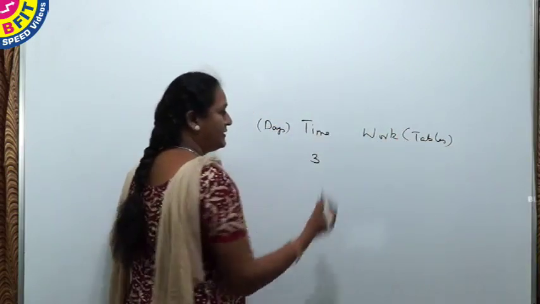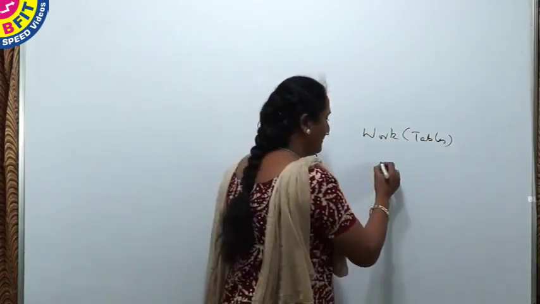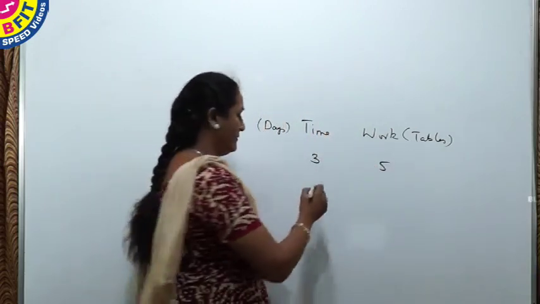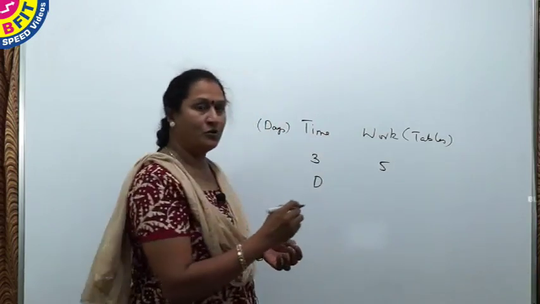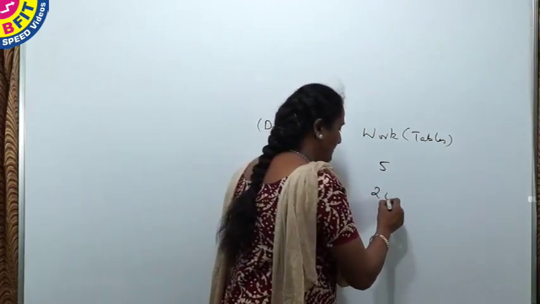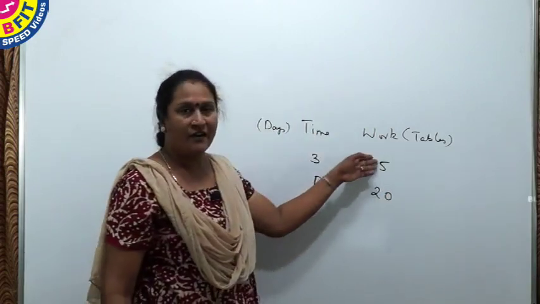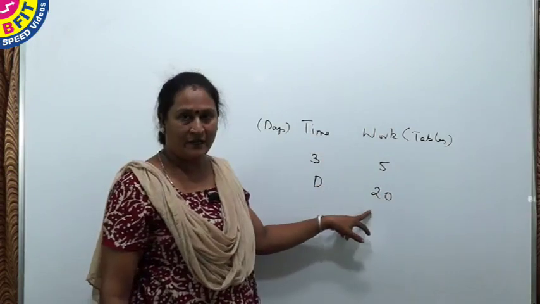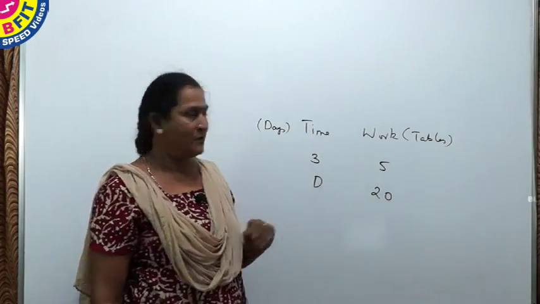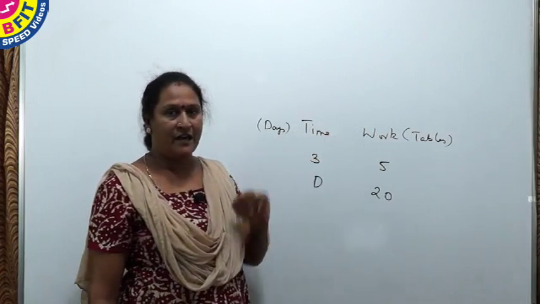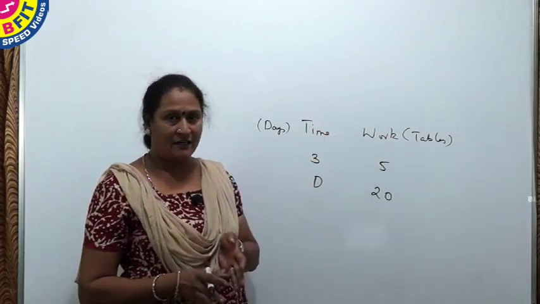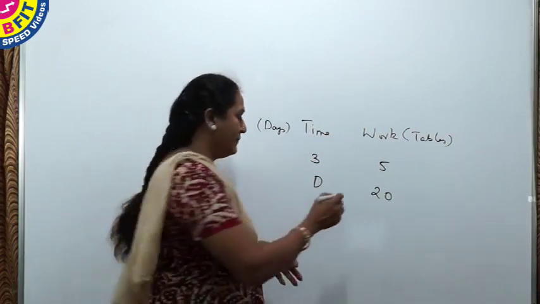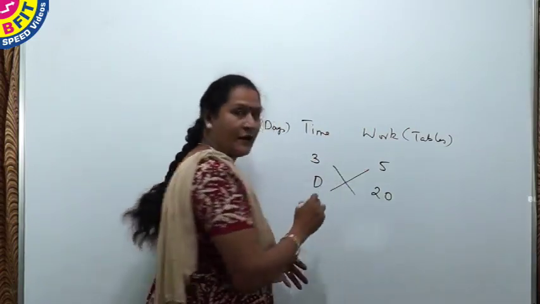So in 3 days, he is able to make 5 tables. What will be the time taken, the number of days, to make 20 tables? Here work has increased. For 5 tables he needs 3 days. To make 20 tables he will need more number of days. So these 2 variables vary directly. Whenever they vary directly, remember that it should be cross multiplied and the cross products will be the same.